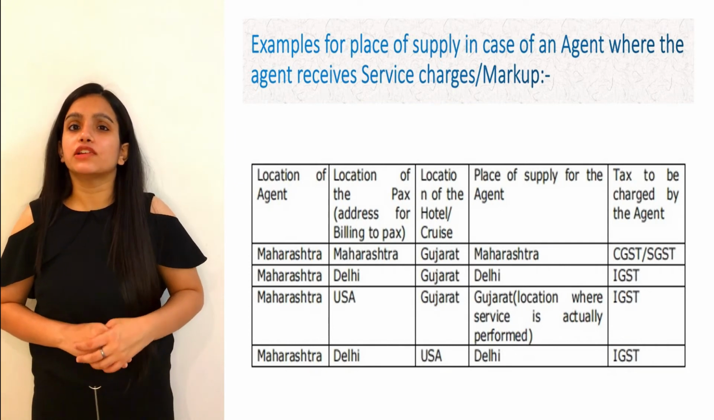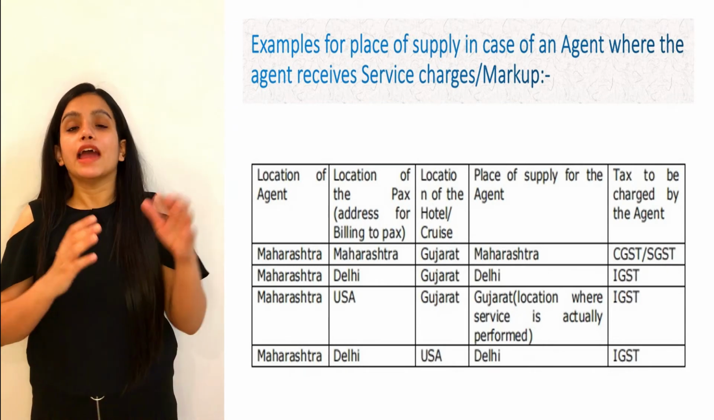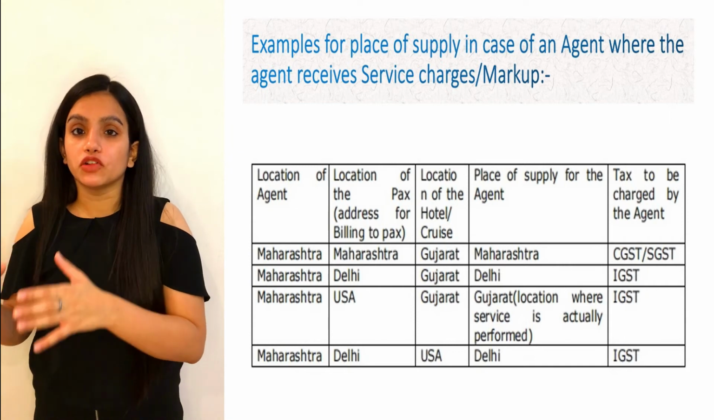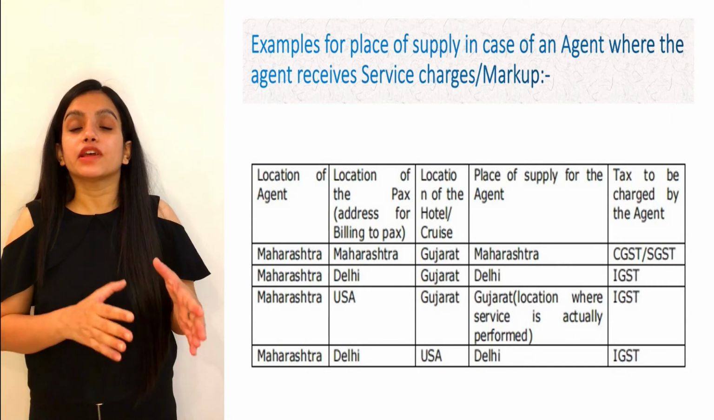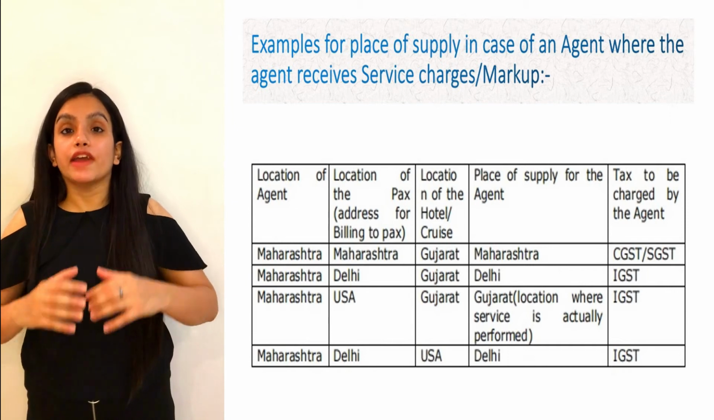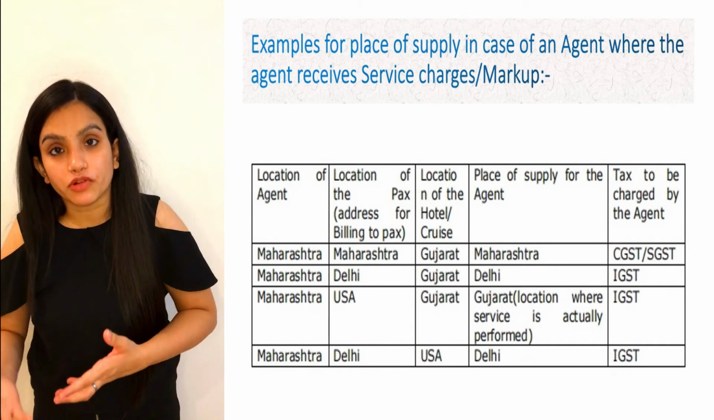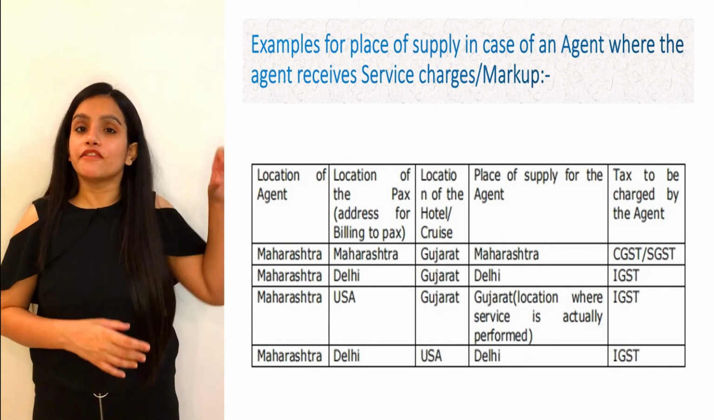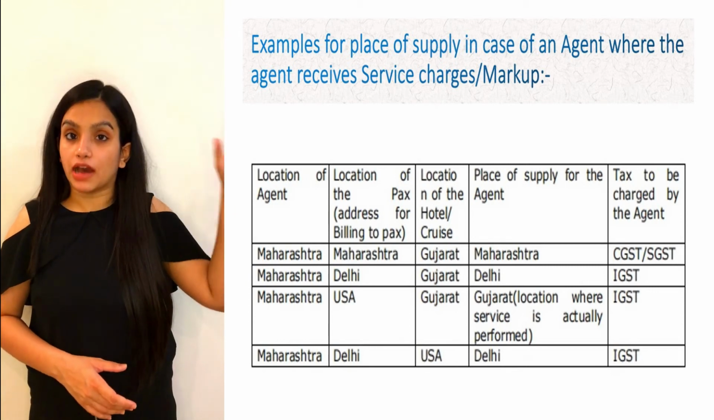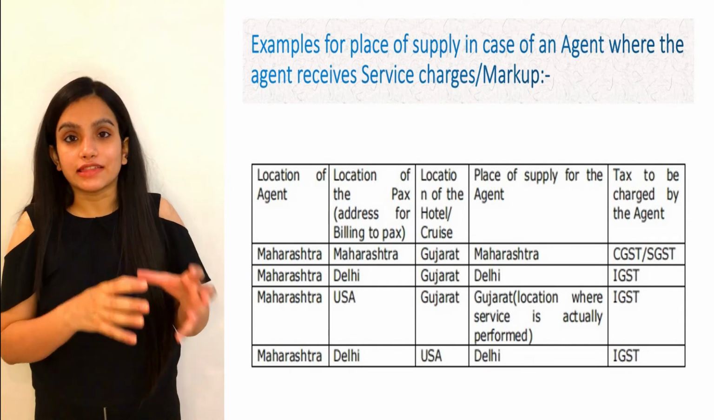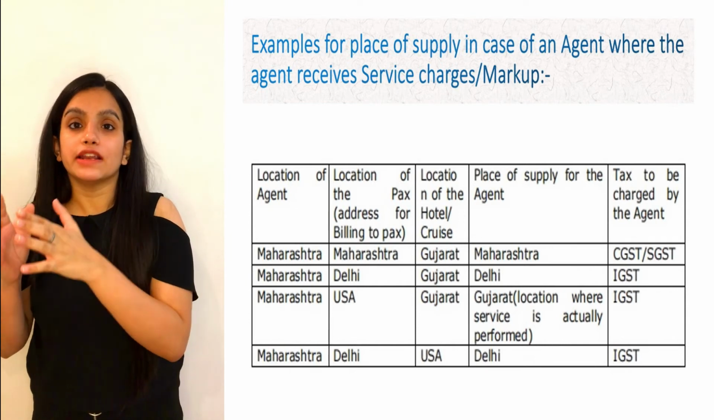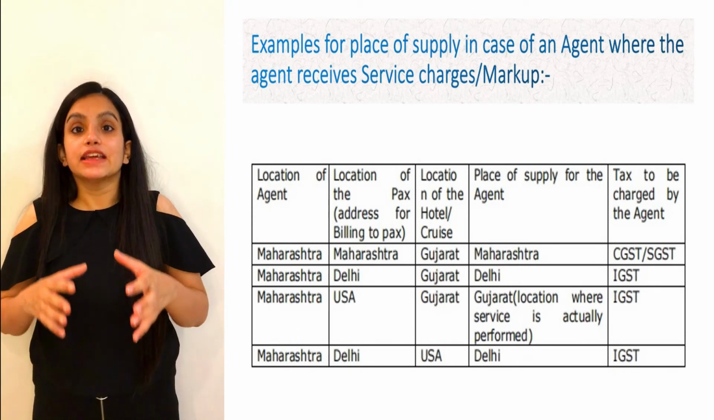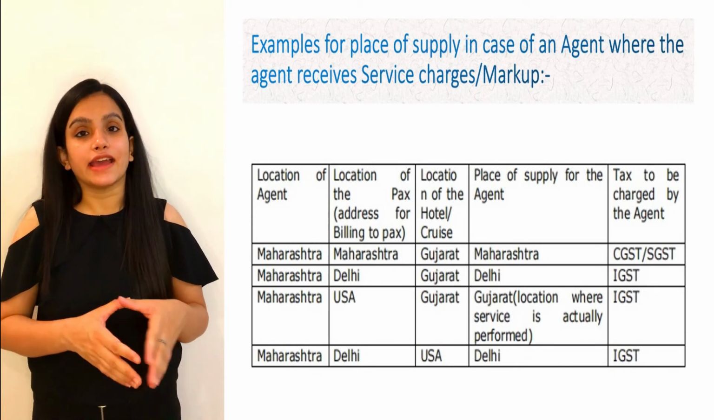If the location of the travel agent is Maharashtra, address for billing is USA, location of the hotel is Gujarat, then the place of supply will be Gujarat where the service is actually provided and the GST will be charged as IGST. If the location of agent is Maharashtra, address for billing is Delhi, location of the hotel is USA, then the place of supply will be Delhi and the GST will be charged as IGST.